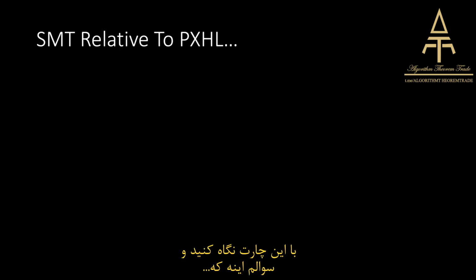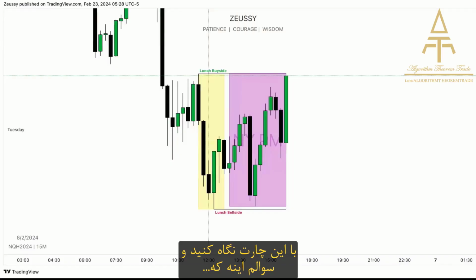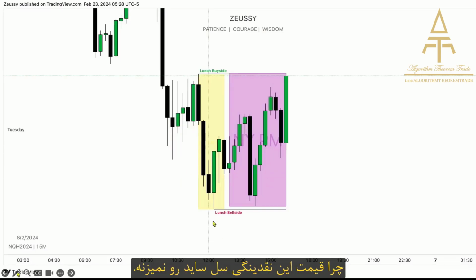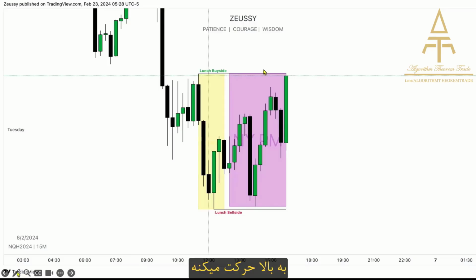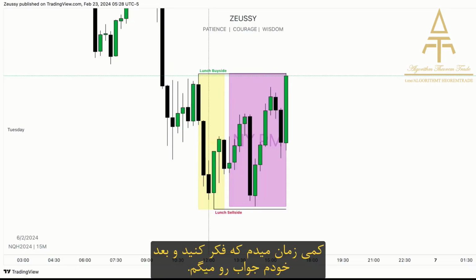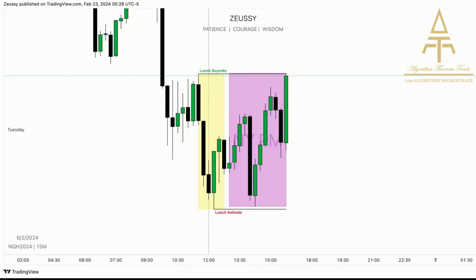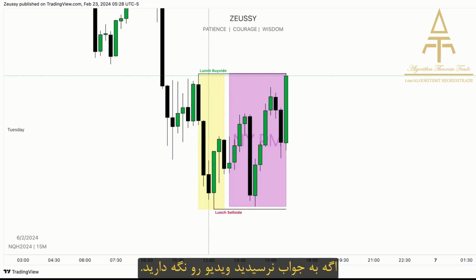Because if we take a look at the following charts, I want to ask you, why would price not take out the orange sell side, the orange low right here, before reverting towards the orange buy side liquidity? I'm going to give you a few seconds to think about it, and then I'm going to answer it to you. Please pause the video if you did not think about the answer just yet.